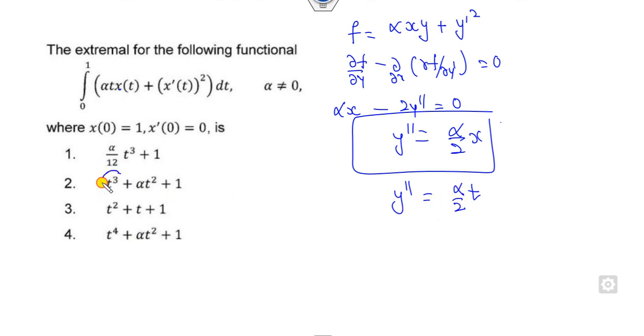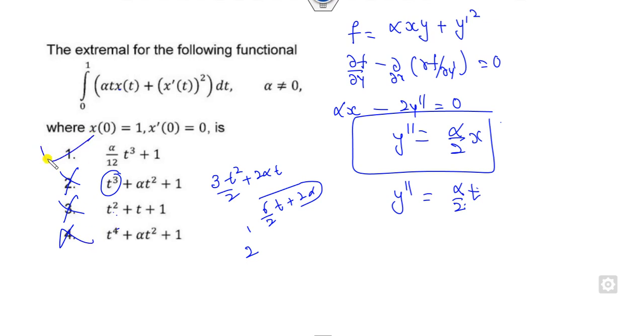The second derivative of this will give you 3t square by 2 plus 2 alpha t, 6 by 2t plus 2. There are 2 terms, but here is only one term, so it cancels out. It is the second derivative, but the second derivative is not a constant number, it is a function of t. It is a square. This is the right answer of this problem.